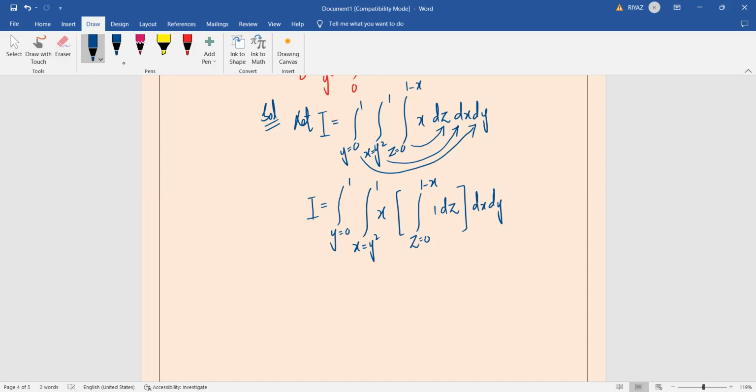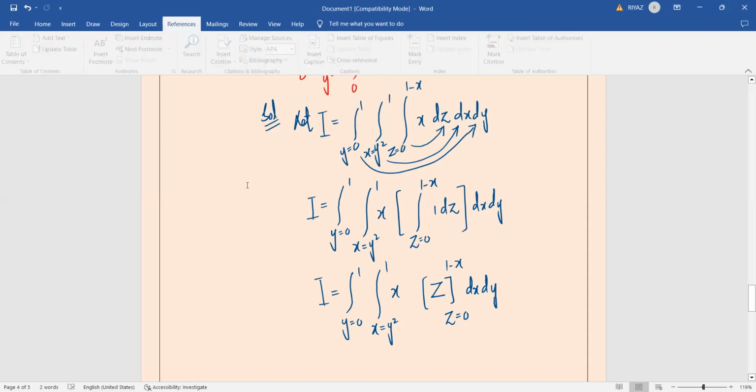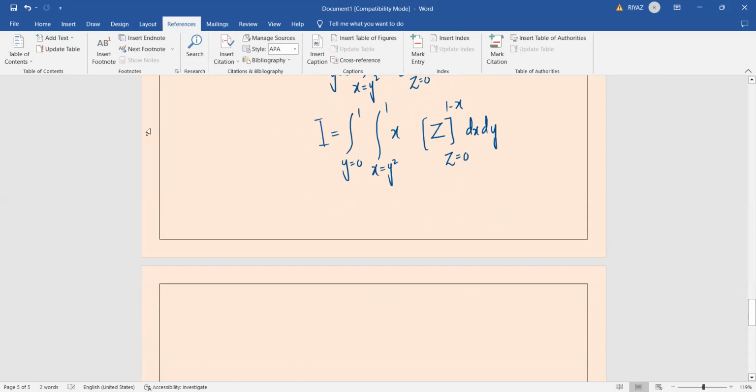Now 1 dz is z. Of course, y is equal to 0 to 1, x is equal to y square to 1 again, and 1 dz is z, and the limits are z is equal to 0 to 1 minus x. This is dx and this is dy. Now upper limit minus lower limit is the rule here.